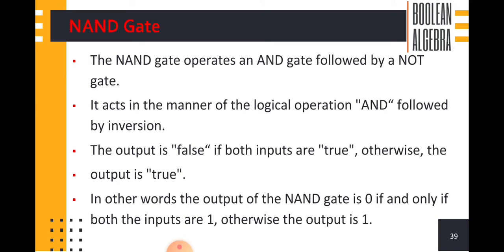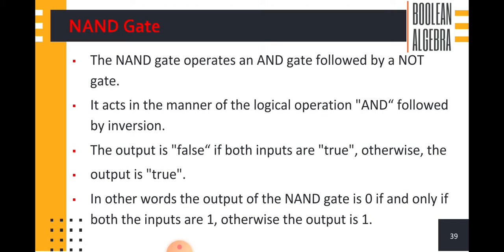Now we see how to draw the NAND gate, how to pass inputs, and what output is produced by the NAND gate. The NAND gate operates as an AND gate followed by a NOT gate. So the NAND gate is the combination of the AND gate and the NOT gate. It acts in the manner of the logical AND operation followed by inversion. We already discussed the NAND operator, no? The NAND gate works the same way. The NOT gate is also known as the inverter, the inversion gate.